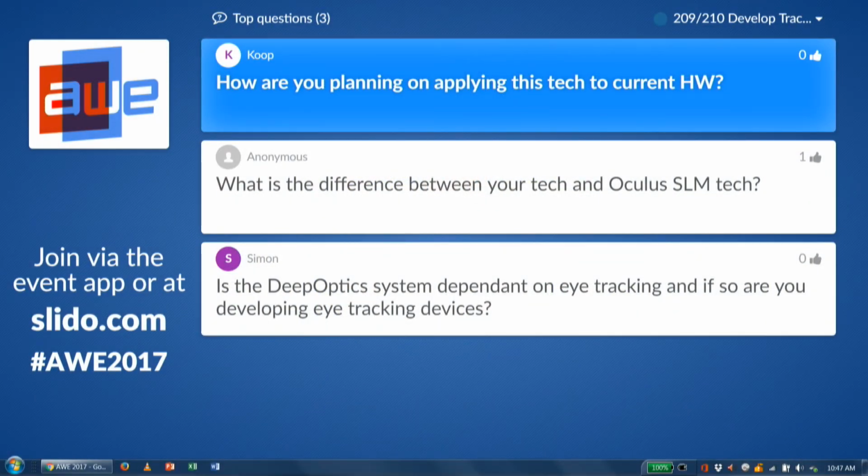What is the difference between your tech and Oculus SLM tech? Oculus, I'm assuming you're talking about the paper that was published recently, like a month or so ago. What we do is also a spatial light modulator. And I think what Oculus published is a way to use SLM to realize holographic display. So I'm not sure these are contradicting. I think these are complementary.